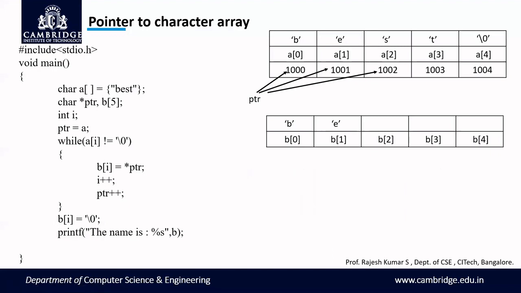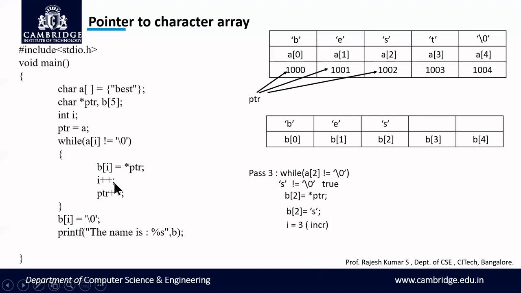When the loop continues, what happens? When I value is 2, A of 2, what is A of 2? We know A of 2 is S. S is not equal to null. Yes, it will come inside. Again, B of 2 is equal to star of PTR. In this particular address, what value is present? S. S will be stored in B of 2. In this particular location, S value will be stored. Again, I'm incrementing I value. I will become 3, and I'm incrementing the pointer. When I'm incrementing the pointer, it will be pointing to the next address, that is 1003.